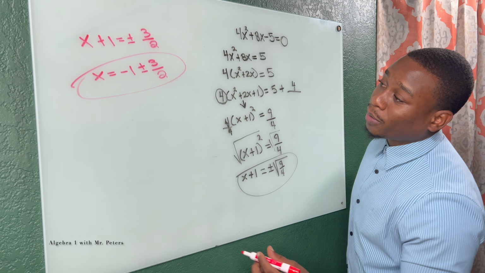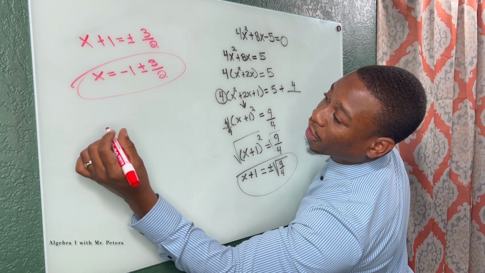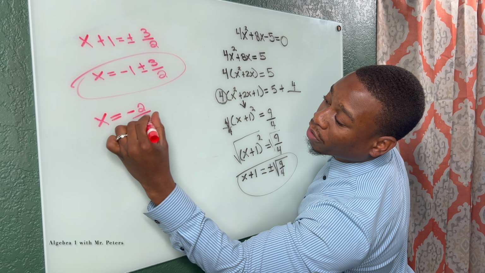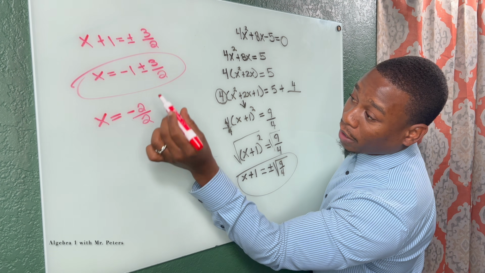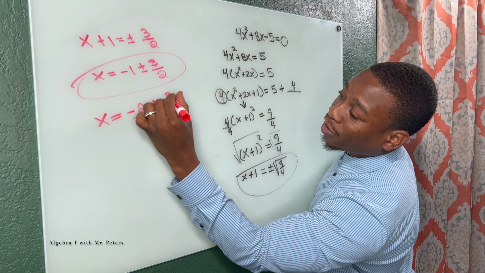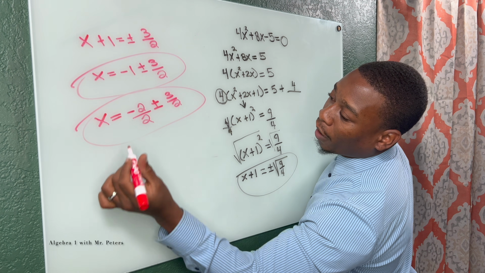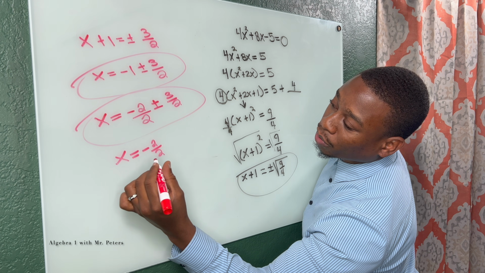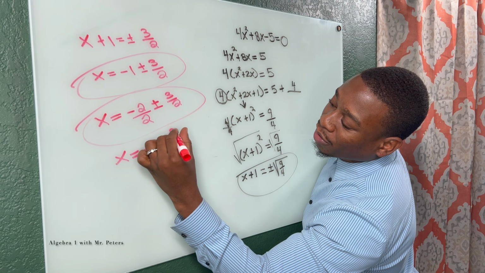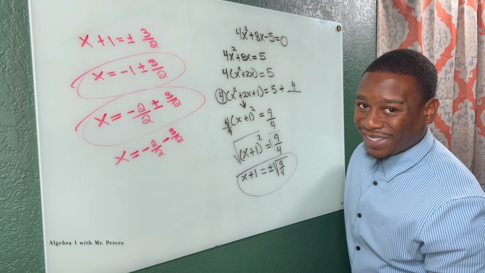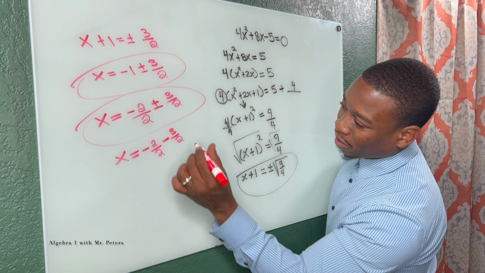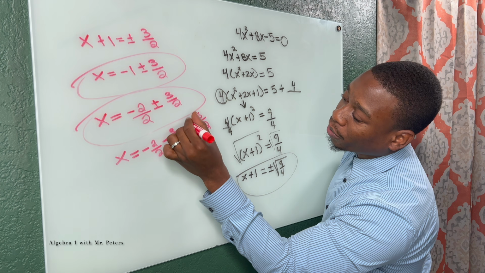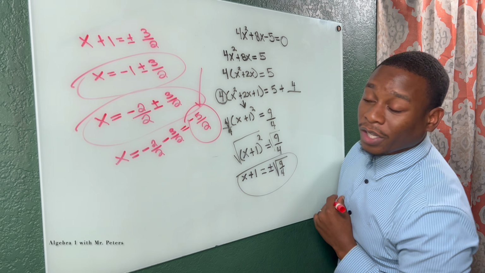Now, family, at this step, let's change this to a fraction, right? So x is equal to what? Negative 2 over 2. That's the same thing as negative 1, same denominator. Plus or minus 3 over 2. Right? So now first equation, x is equal to negative 2 over 2. Let's do minus first. Minus 3 over 2. All we're focusing on is the numerators. So guess what? x is equal to what? Negative 5 over 2. This is our first answer.